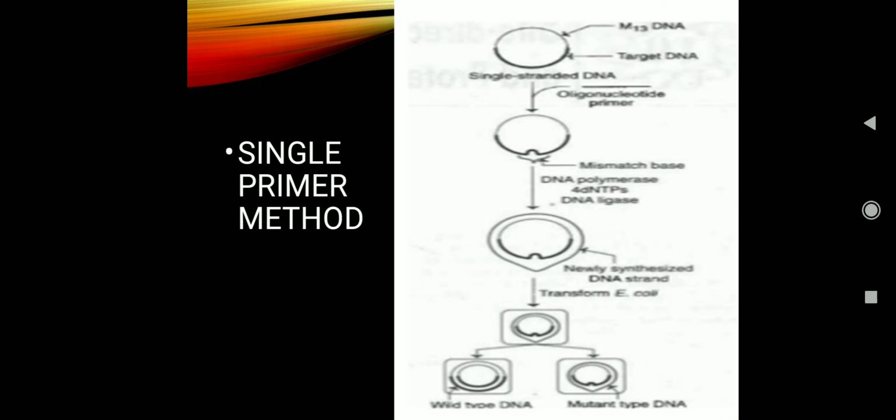So we are going to synthesize an oligonucleotide primer which will anneal to our gene of interest. And now this primer carries a mutation. The primer which we have synthesized will have a mutation. So we will allow the primer to anneal to the parental DNA, that is our single stranded M13-Phage DNA, where the mismatch is present. In the primer, mismatch is present, mutation is present.